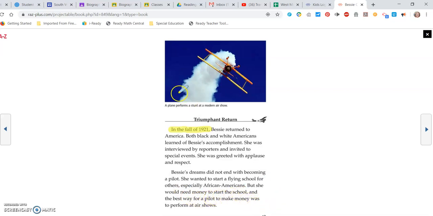She was going to make money by performing at air shows, and if you look at the top, there's a photograph of what it looks like of a biplane performing a stunt at an air show. Now this is present day, but it kind of gives you an idea. She has to perform tricks on a plane.